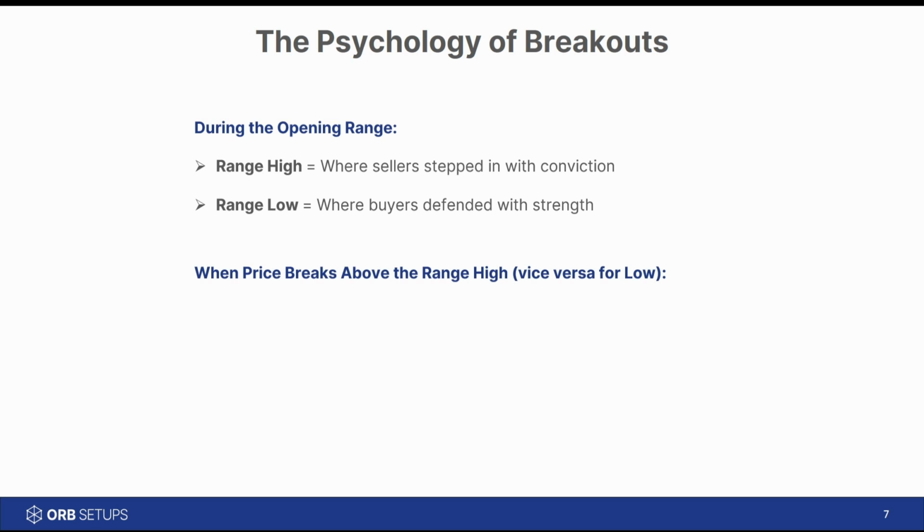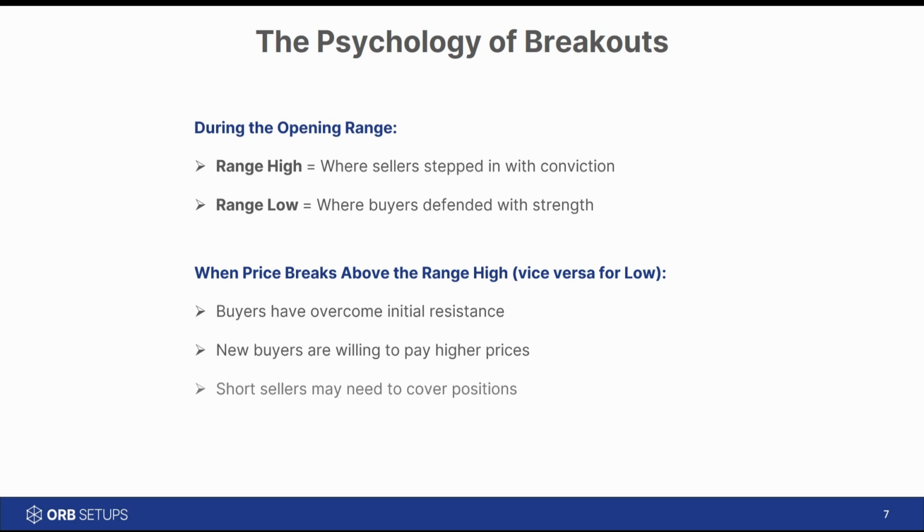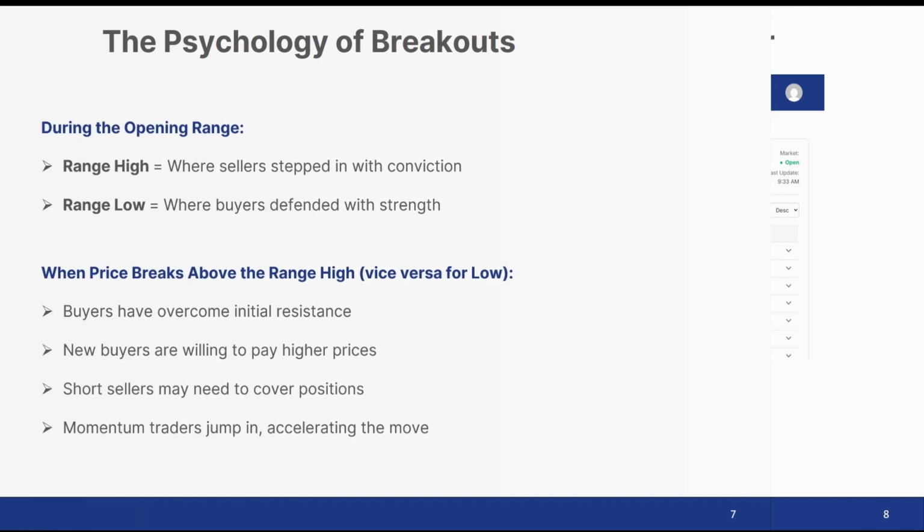When price breaks above the range high, for example, a bullish breakout, which is what we saw an example of, that's where buyers have overcome that initial resistance. New buyers are now willing to pay higher prices. That's what we're seeing. We're now seeing at least one buyer willing to pay a penny more. Short sellers, anyone who did go short at that opening range high, now needs to start to cover positions. And if you see momentum starting to accelerate, some of these moves, like the one we just saw in the S&P, can really start to accelerate.